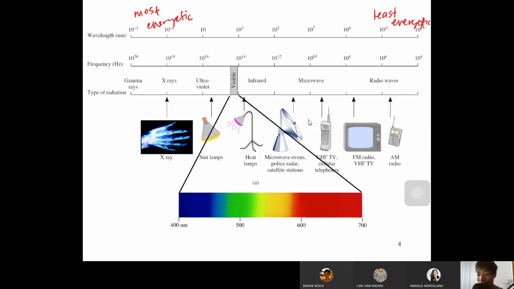Ano nangyayari kasi sa microwaves? Ang ginagawa ng microwave natin is they vibrate the molecules. Habang nagva-vibrate yung molecules, nagkakaroon ng friction between them. Ano yung nangyayari kapag may friction? Umiinit, di ba? That's why your food, when you place it in the microwave oven and you turn it on, umiinit siya because the microwaves have enough energy to vibrate your molecules.